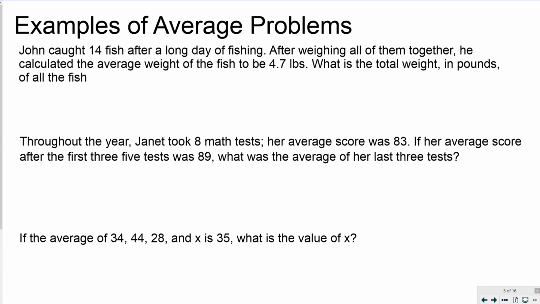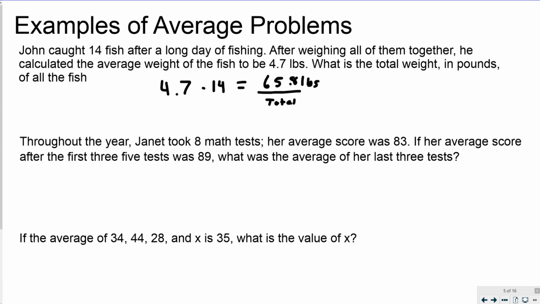What I can do is take the average that I have, 4.7, and multiply it by the number of data points, 14, and that will give me the total. If I multiply 4.7 times 14, that gives me 65.8 pounds. So basically, when I took the 14 fish and added up their weights, I got 65.8, and then divided by 14, and that left me with the average. So I just reversed the problem.